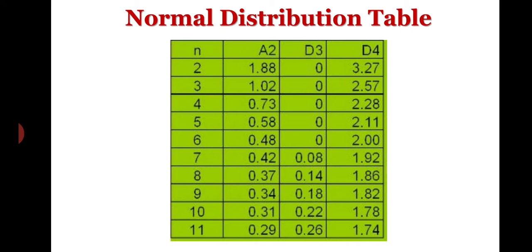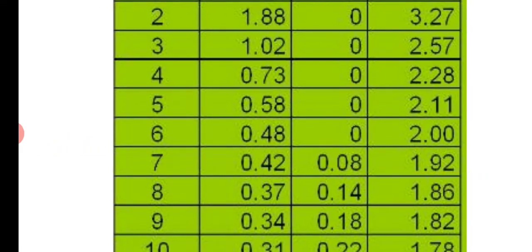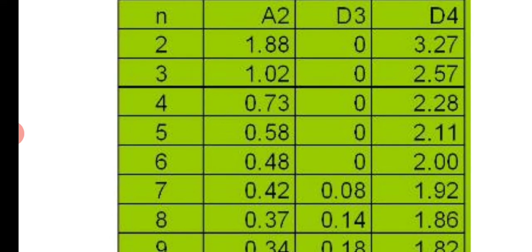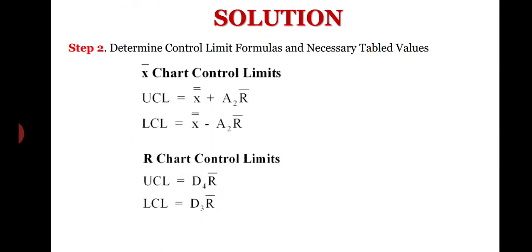If you go back to our equations, you can see that X double bar and R bar are defined based on g, small letter g, where g is the number of samples you are having, not the number of observations. Here, with n equals 5, which is our case in the given problem, A2 is 0.58, D3 is 0, and D4 is 2.11. Based on that we calculate the UCL and LCL.